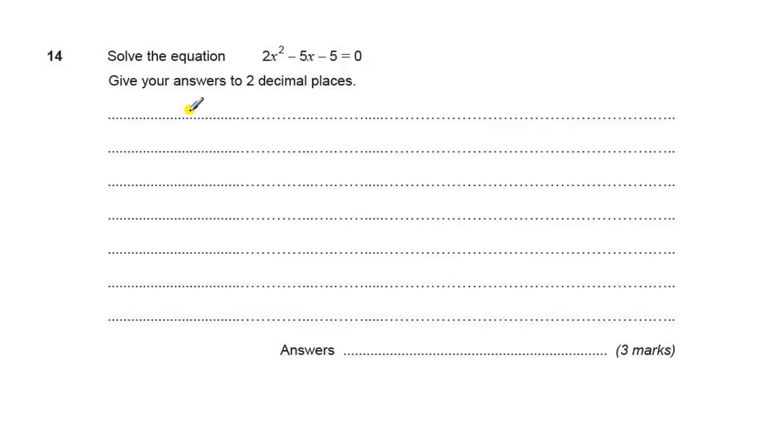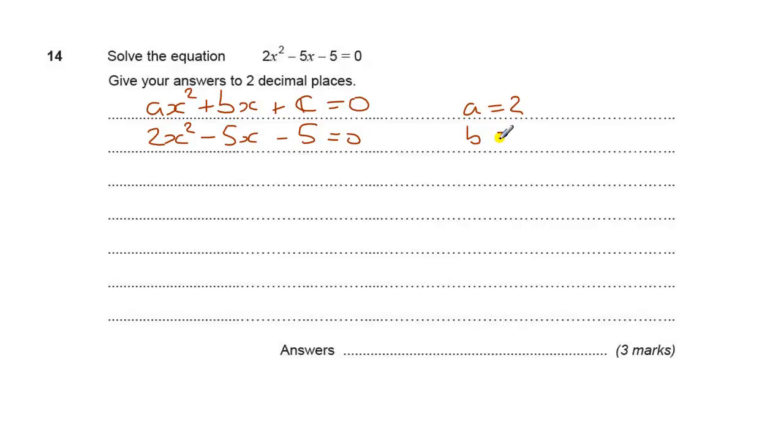So the quadratic formula, which is given in the front of the question paper, is based on a general equation ax squared plus bx plus c equals 0. Now the one we've got is 2x squared minus 5x minus 5 equals 0. So for our equation, a equals 2, b equals minus 5, c equals minus 5.